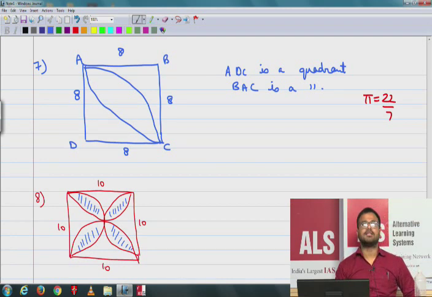And those who have done the 7th one, try this 8th one. This is the square of side 10, and this center point is the center, and these are the 4 semicircles made by taking 10 as the diameter. So you have to figure out the area for the shaded region. No, Shillong, that is not the right answer.